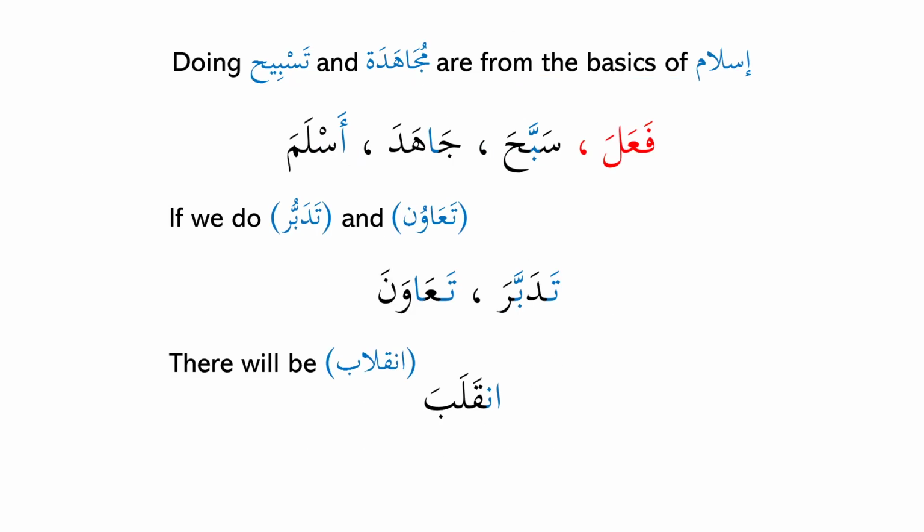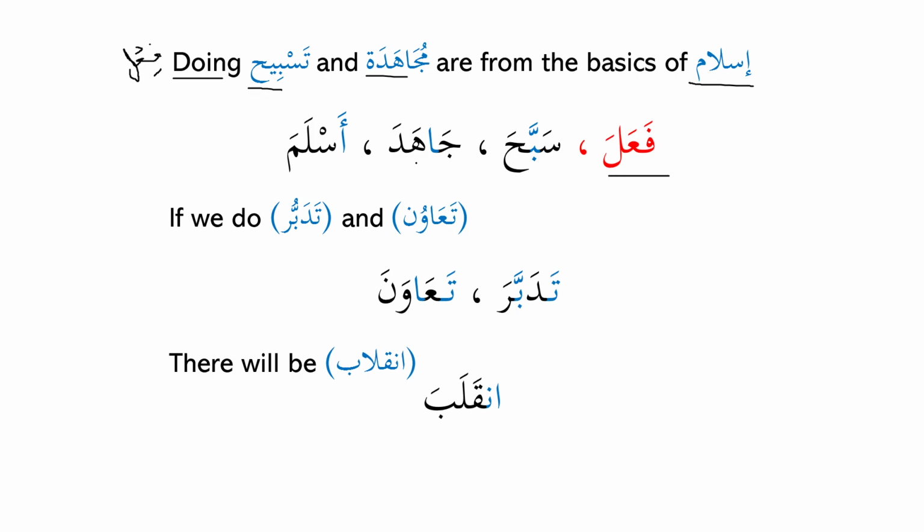How to memorize our formula? Doing tasbih and mujahada are from the basics of Islam. So fa'ala is read because this is form number 1, and we are focusing on form number 2, and so on. Fa'ala, sabbaha, jahada, aslama. So note over here: first we mention the masdar, and then after that we mention the past tense. And we know that fa'ala is a verb and doing is basically fi'lun, which is the masdar as well. So it is fi'lun, which is doing, as we know, right? Doing tasbih and mujahada are from the basics of Islam.